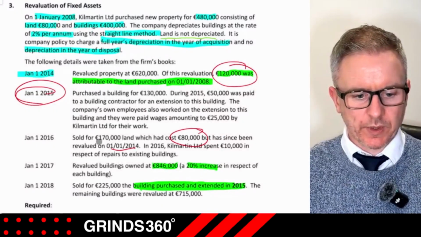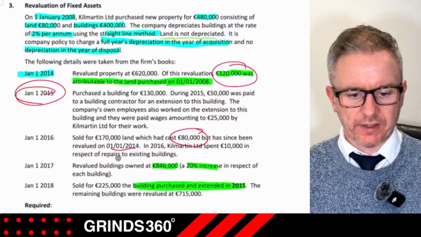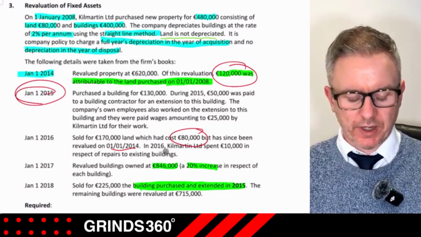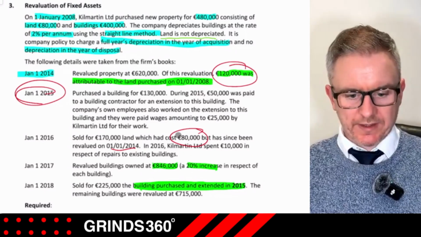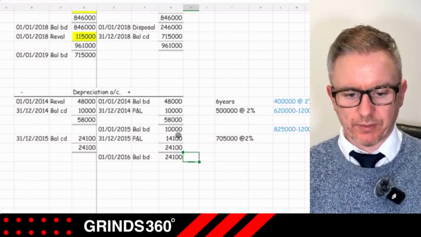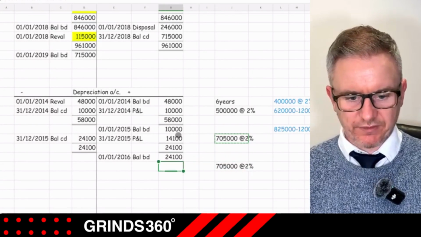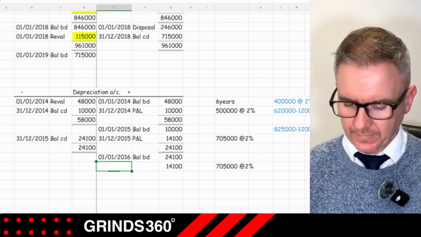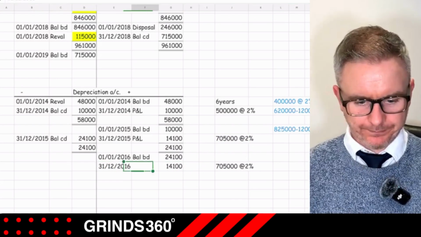So what happened in 2016? You sold land, which cost 80,000, but was since revalued. And then in 2016, you spent 10,000 in respect of repairs to existing buildings. So none of that is going to change the value on the buildings. And remember, it is just buildings that you're depreciating. So your depreciation calculation for this year is still just 705 at 2%. So still 14,100. That's the charge. That's what goes in at the end of this year.